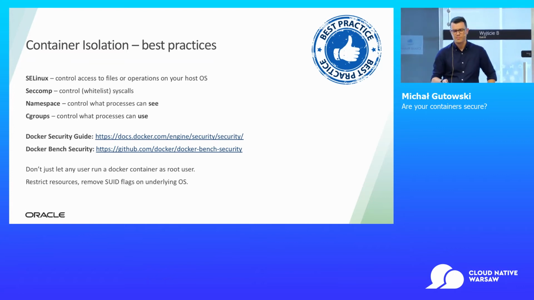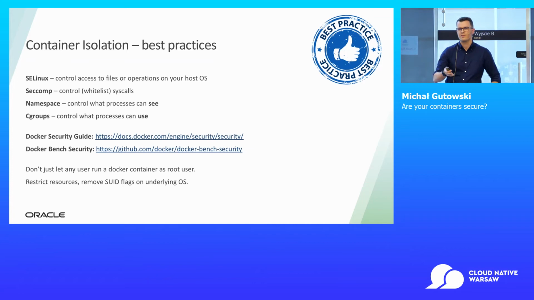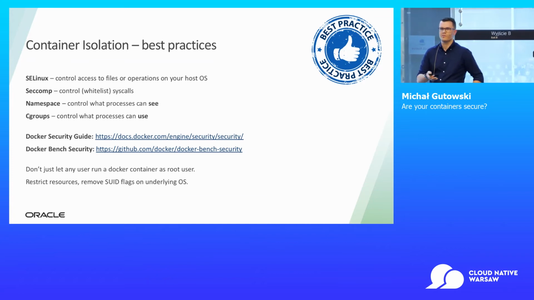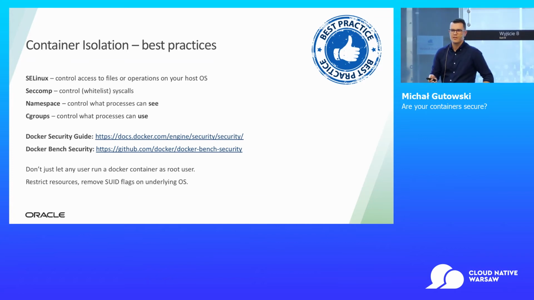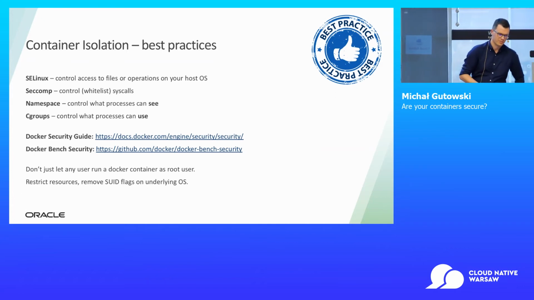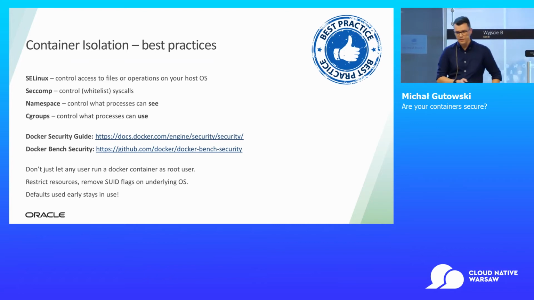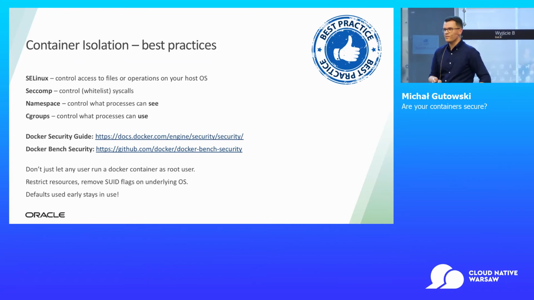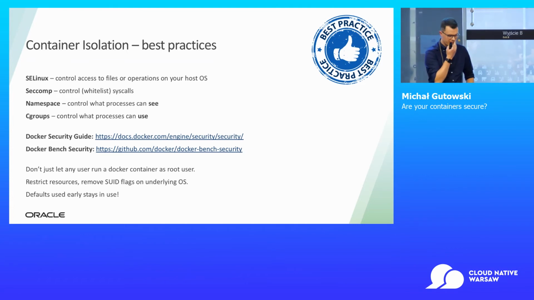So that's the point. If you are creating your own container from a regular Ubuntu or Oracle Linux image, in the container you don't need things like ping, cat, or awk, these regular tools that we are using. You just need to remove all that stuff if you want to create your own containers. And defaults that are used early stay forever. This is the main rule.